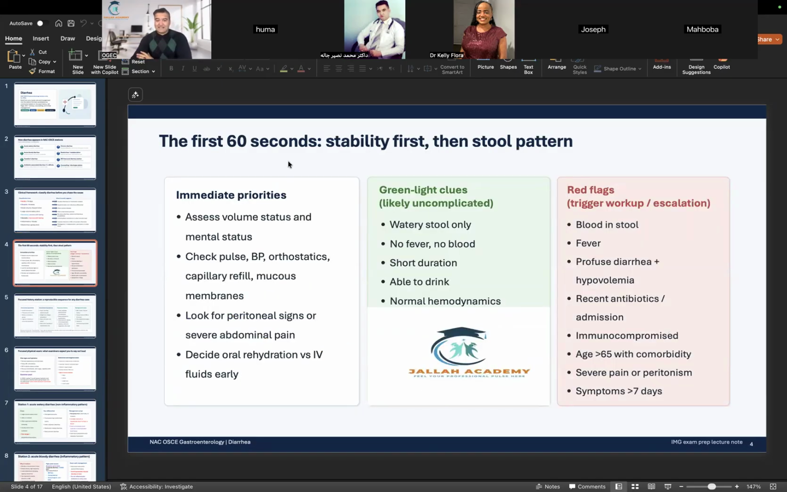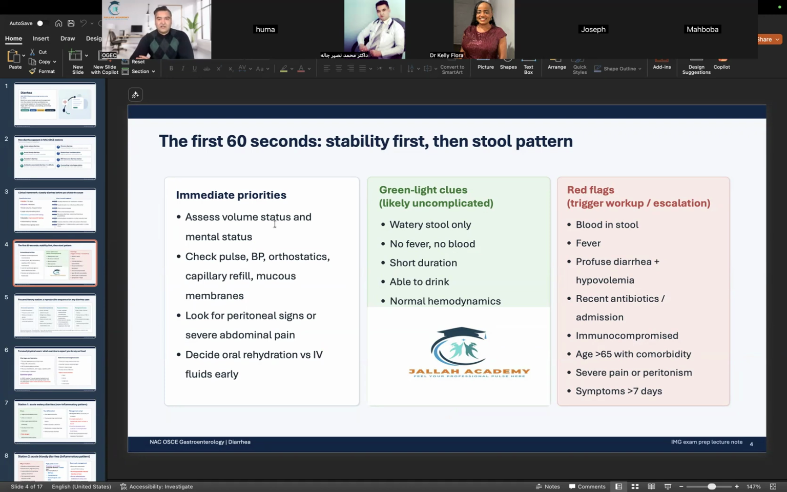The first 60 seconds: stability first, then stool pattern. So it means that there are some steps that need to be taken before we start going after the cause and treating the cause. The first thing that we need to know is if my patient is stable, if my patient has dehydration, so it means I have to start the hydration as soon as possible.